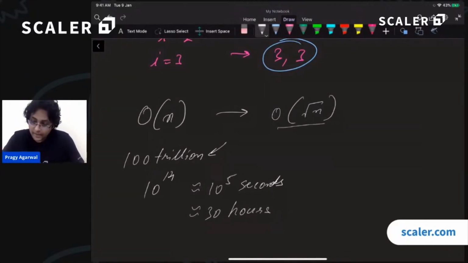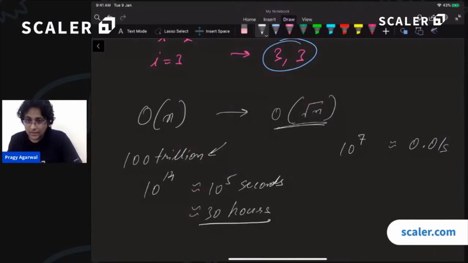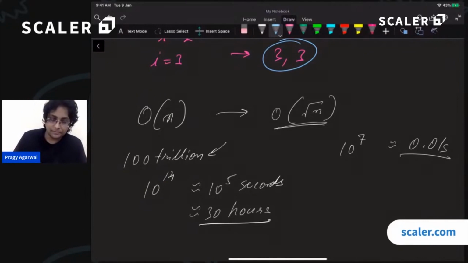Whereas with this particular algorithm, how much time will it take? It will take just 10 to the power 7 operations, since the square root of 10 to the power 14 is 10 to the power 7. So it will take 0.01 seconds. Right? That is amazing. We went from a program that took 30 hours to a program that ran in 1/100th of a second. All right? Cool. So this is how we would factorize a particular number.